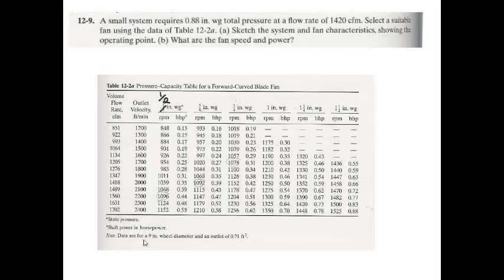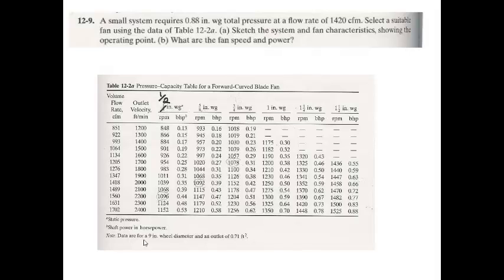And then it says to sketch the system and fan characteristics looking at the operating point. So we're going to go ahead and do that as well. And what is the fan speed and total power? So basically it's saying that we have 0.88 inches of total pressure.